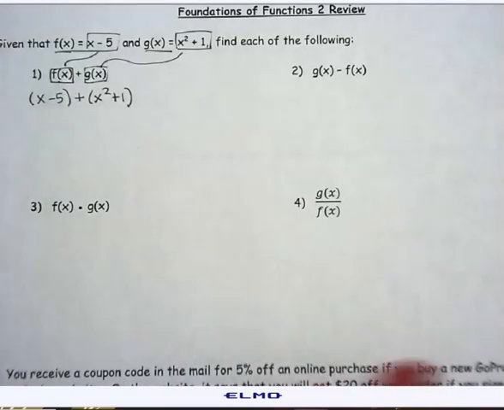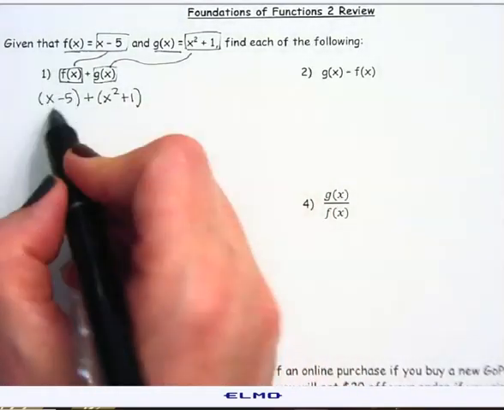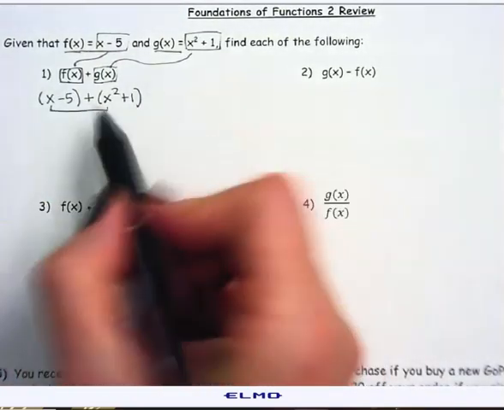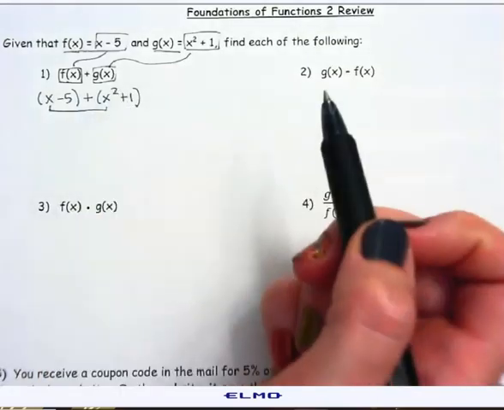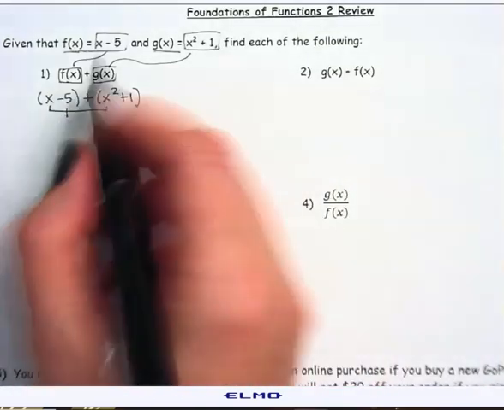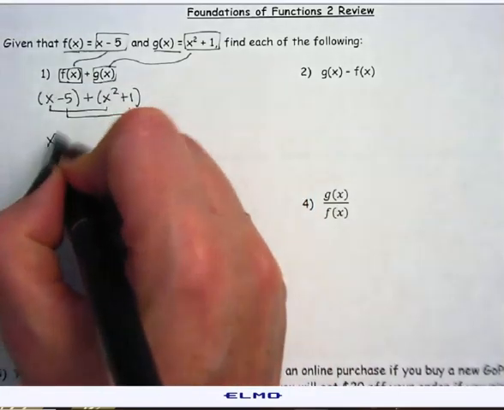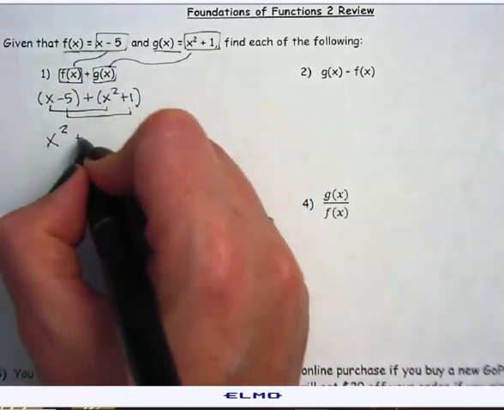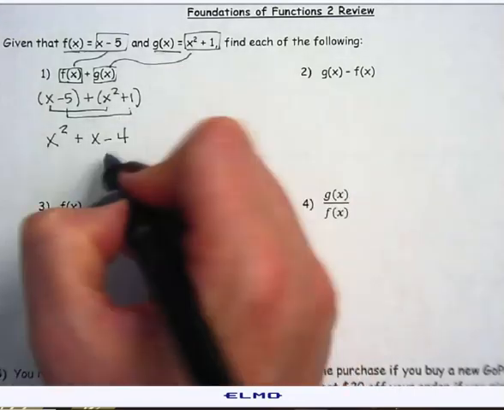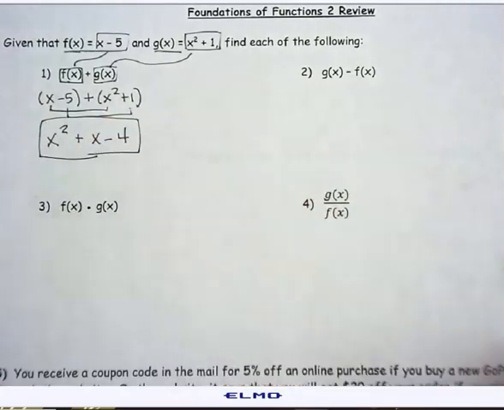And then I combine any like terms. The x's are not like terms because their exponents don't match. But negative 5 and 1 are like terms, so I can combine those. If I write them with the exponents in descending order, I have x squared plus x minus 4.